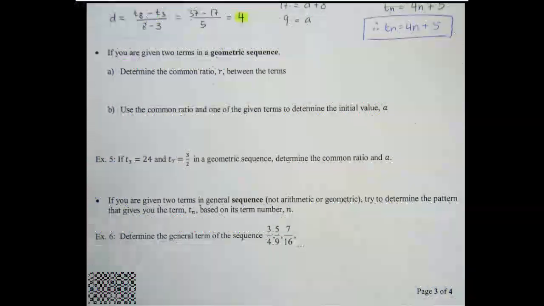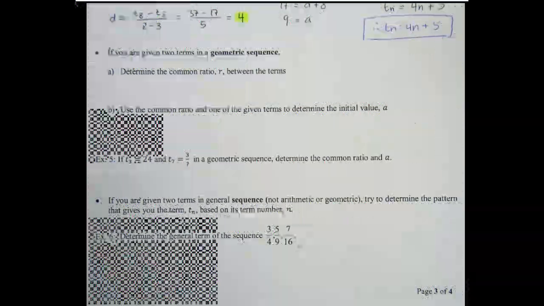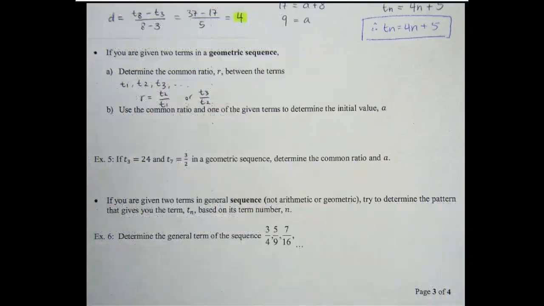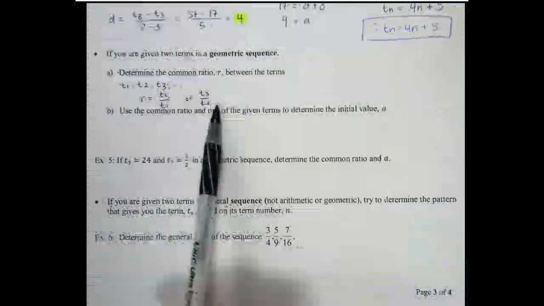The next example, if you're given two terms in a geometric sequence, you want to determine the common ratio r between the terms. If you are given consecutive terms, then really simple, divide the second term by the first term or the third term by the second term.